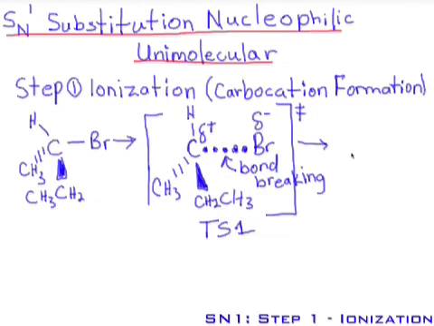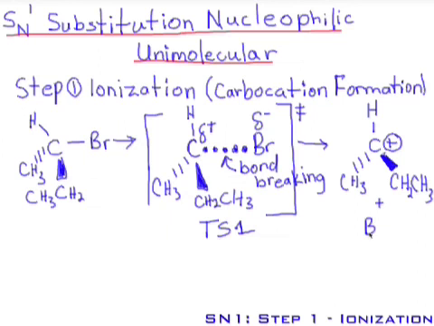And when we are done, we will have produced an intermediate species called a carbocation. A full positive charge, that, plus Br minus. Step 1 is ionization in the SN1 reaction mechanism. The transition state shows the bond that is breaking, and ionization initiates the reaction.